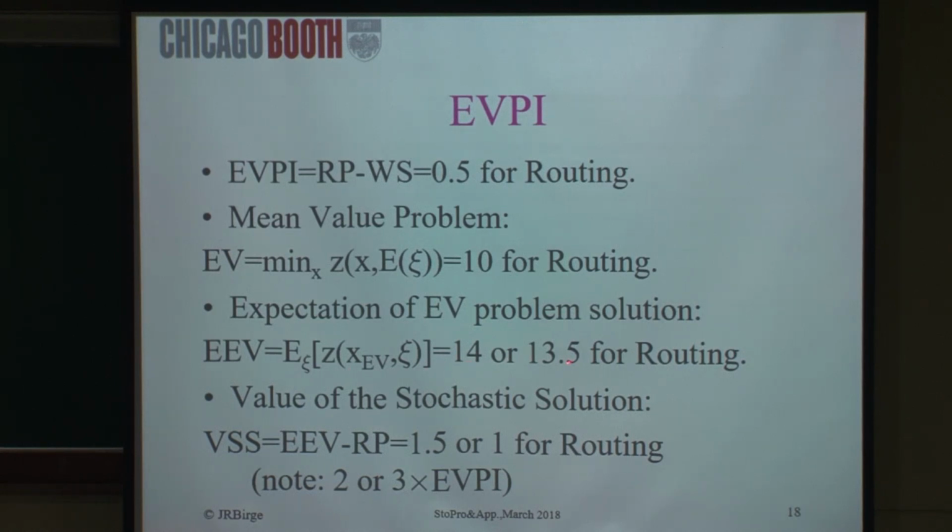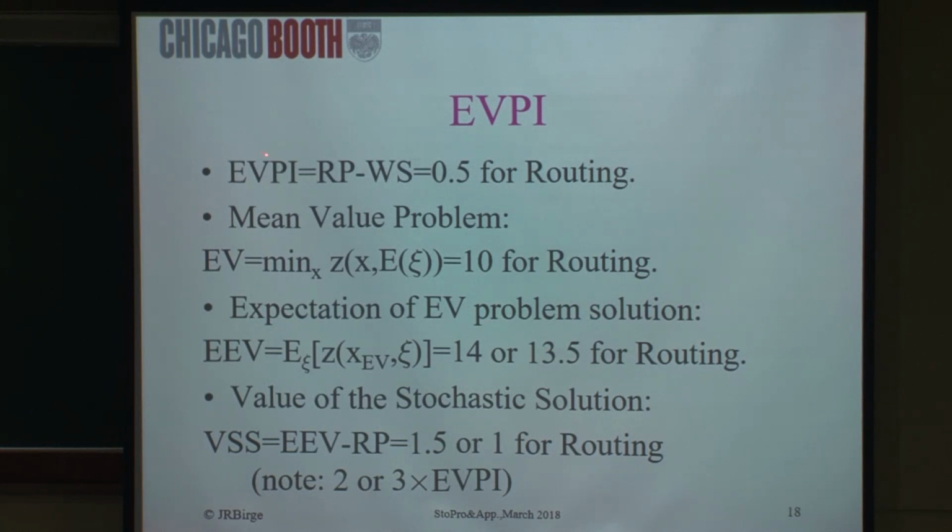So when I take that expected value, I'm either 1.5 or 1 above the recourse problem value. So let's say this would be $1,500 or $1,000 versus $500. So the value of the model in this case is either 2 or 3 times the value of information. So it's worth more to solve the model than it is to discover what the demand is. So the model has more value than the demand.